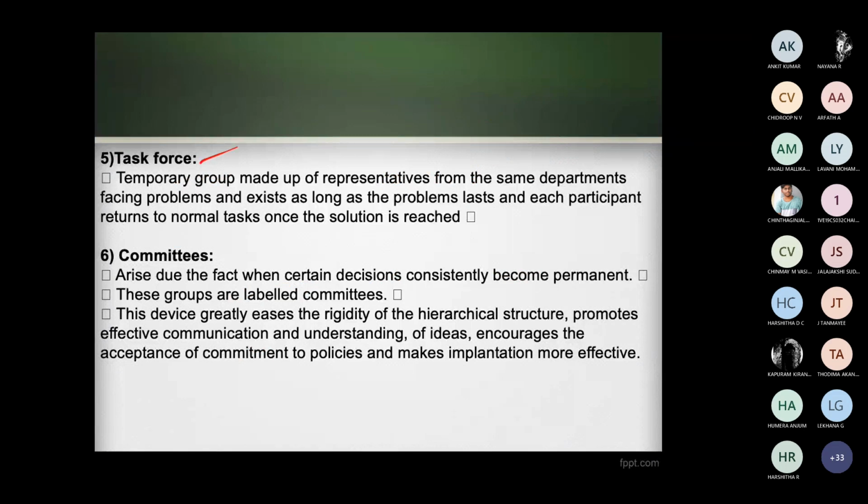Next one is task force. A temporary group made up of representatives from the same department facing problems, which exists as long as the problem lasts, and each participant returns to a normal task once a solution is reached. That is what you create as task forces.